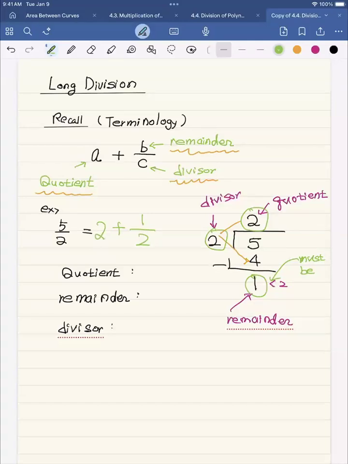Let's summarize it. Quotient is 2 and remainder is 1 and divisor is 2. Divisor was in the denominator. Divide by 2, so divisor.